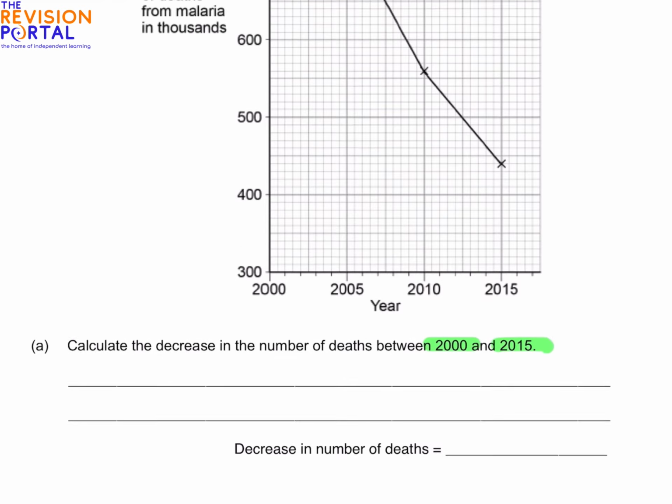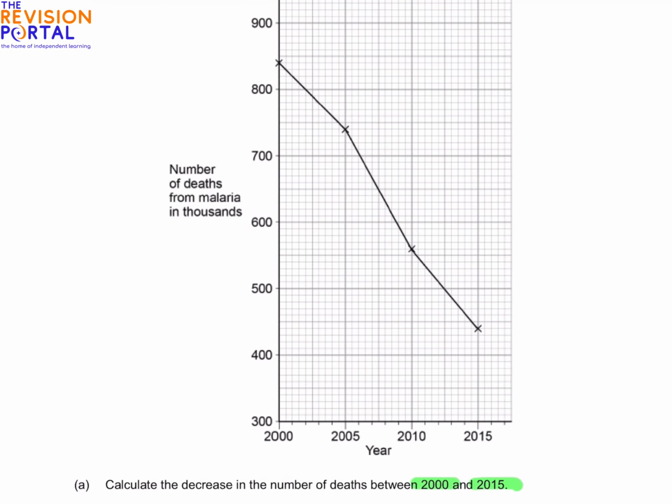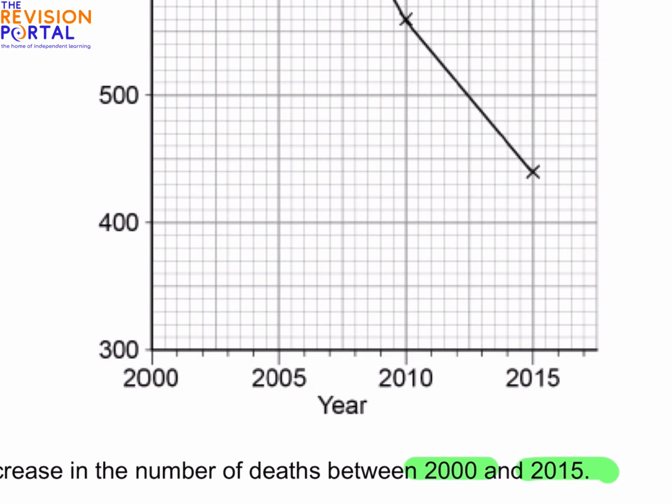So next we need to look at our graph, and before we do anything, we need to know what each little square is worth. My favourite method for doing this is choosing one interval, so for example 300 to 400. 400 minus 300 is 100. And let's count the squares in this interval. So 1, 2, 3, 4, 5, 6, 7, 8, 9, 10 squares. So you've got 100 divided into 10 squares. So we know that each of these little squares must be worth 10. Okay, now we've done that, we can continue with the question.